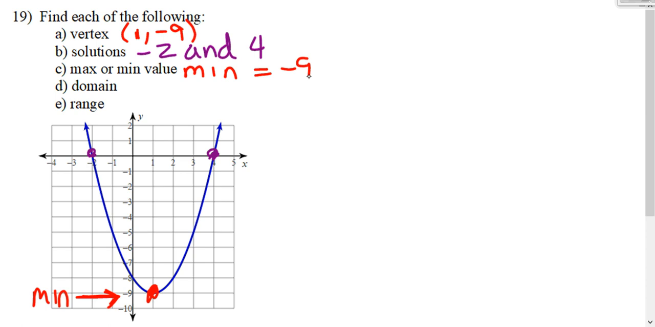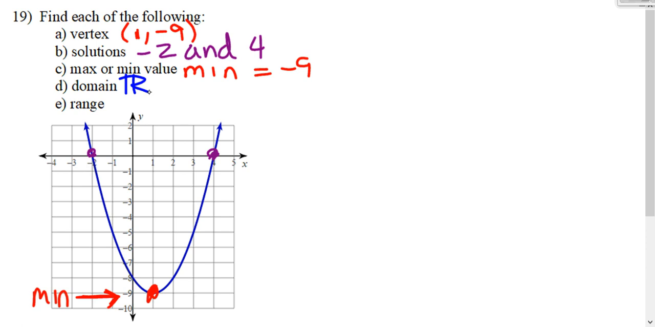Domain. The domain is what you would get if you squashed everything, if you only looked at the x value. So I like to think of it as taking the parabola and squashing it flat onto the x-axis. If you can squash that flat onto the x-axis, you're going to notice that it covers everything. And so if everything is covered, we would say all real numbers.